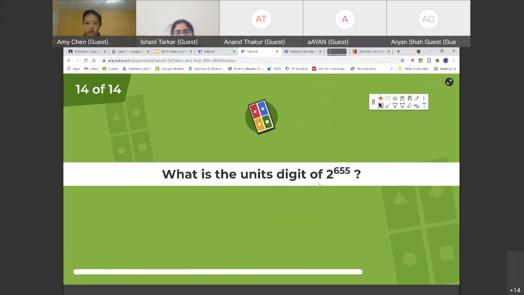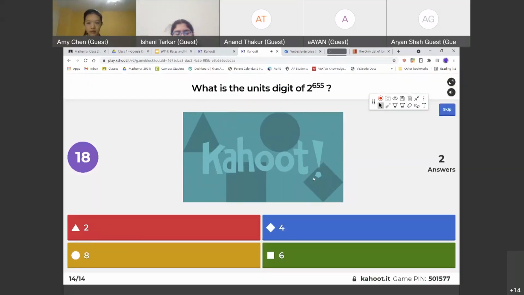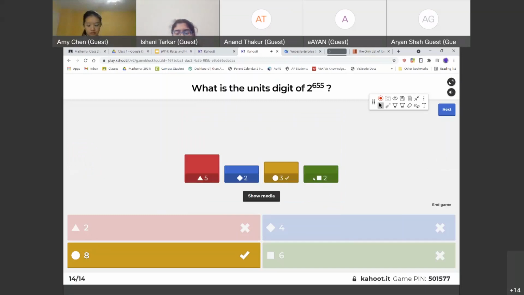What is the units digit of 2 to the 655th? Okay. So for this question, 2 to the 1 is 2. The pattern goes 2, 4, 8, 6. Okay. So we got that.